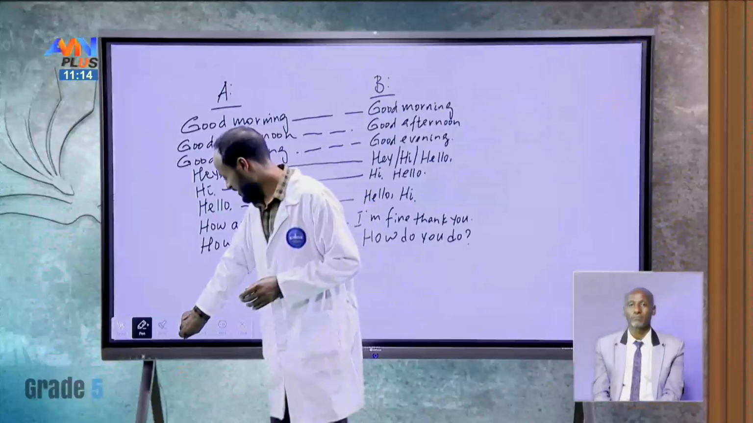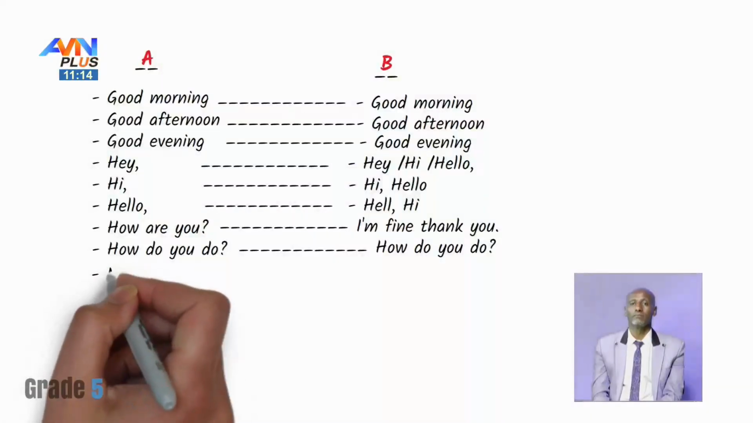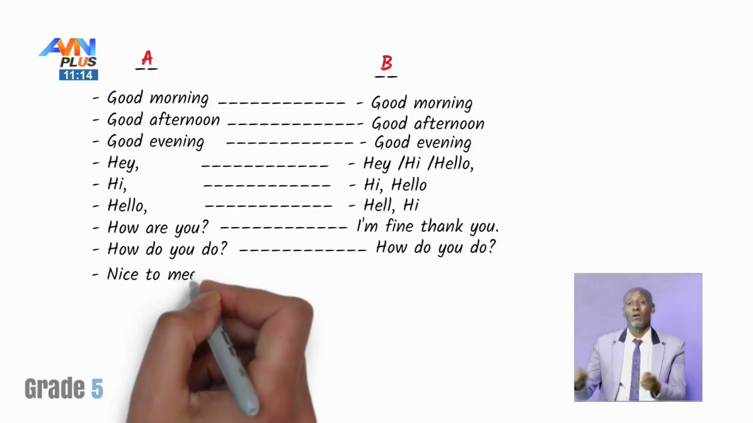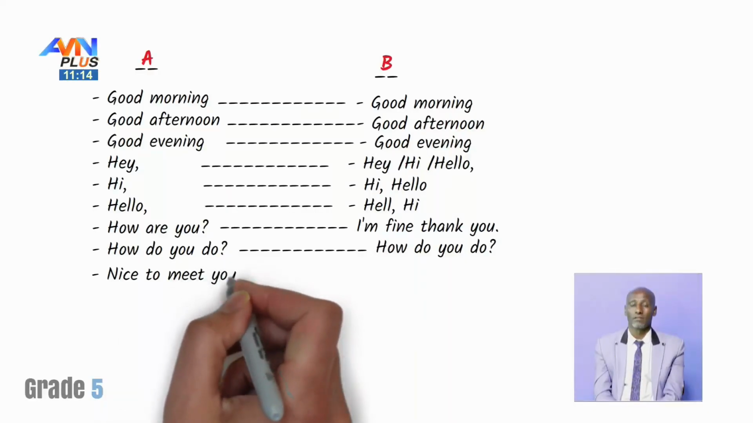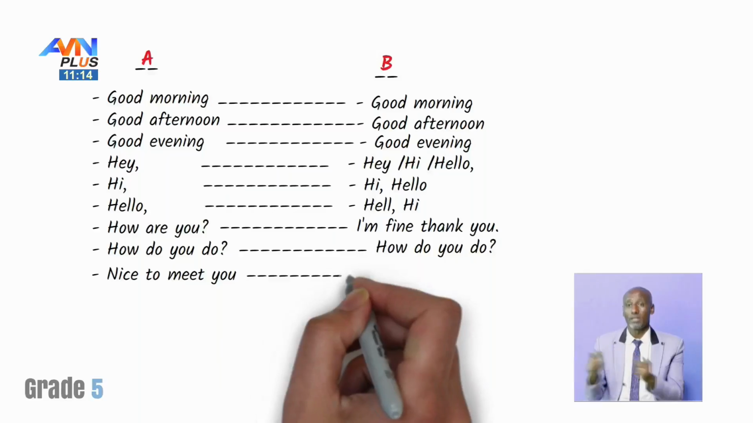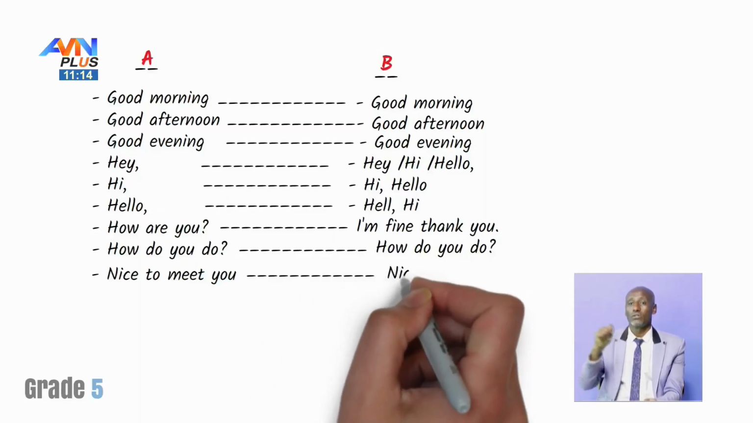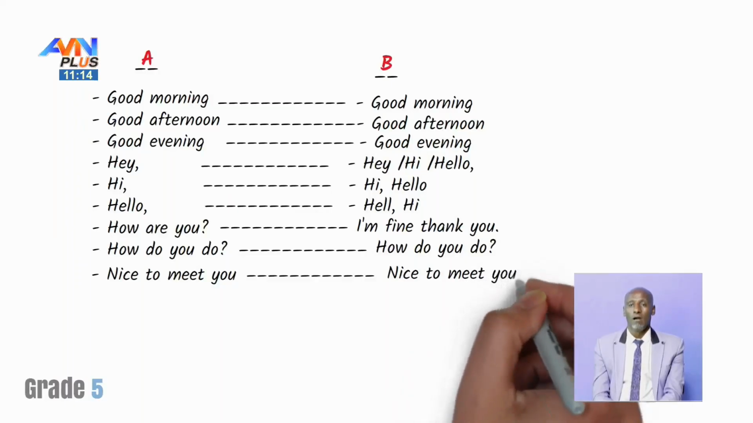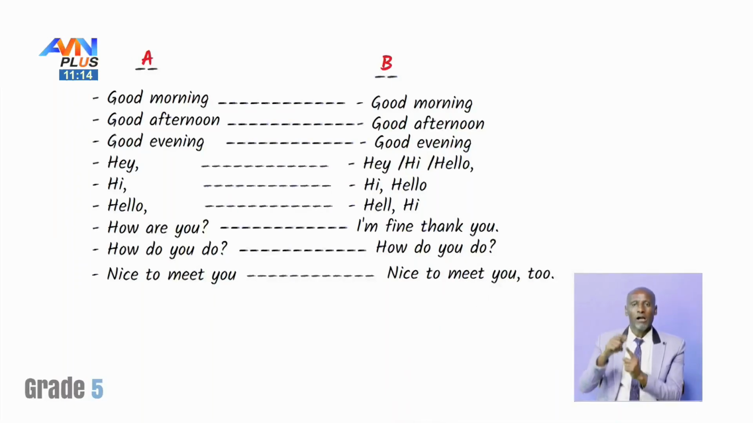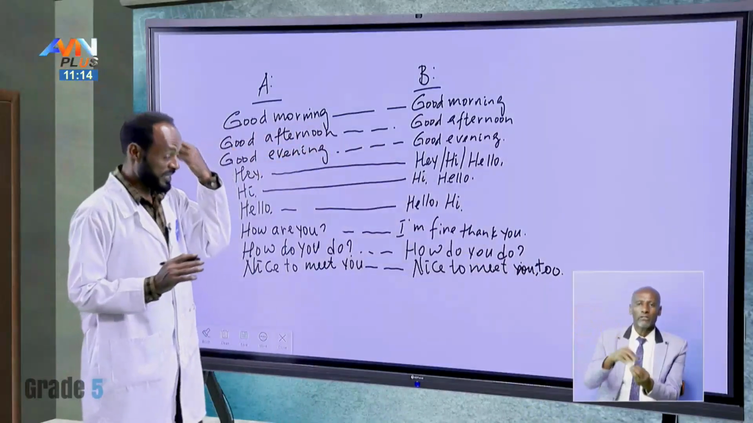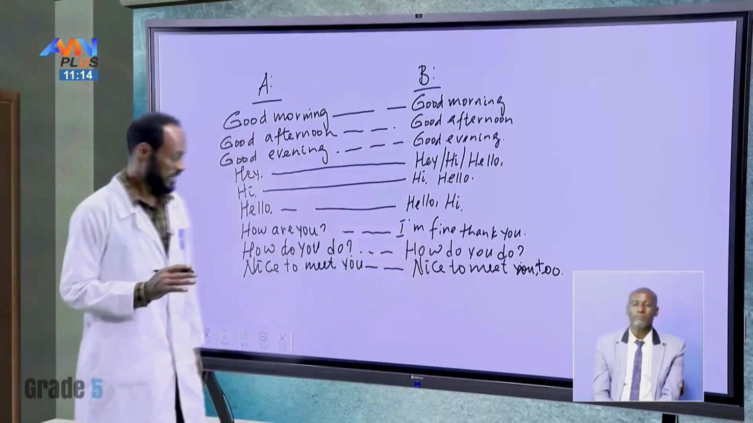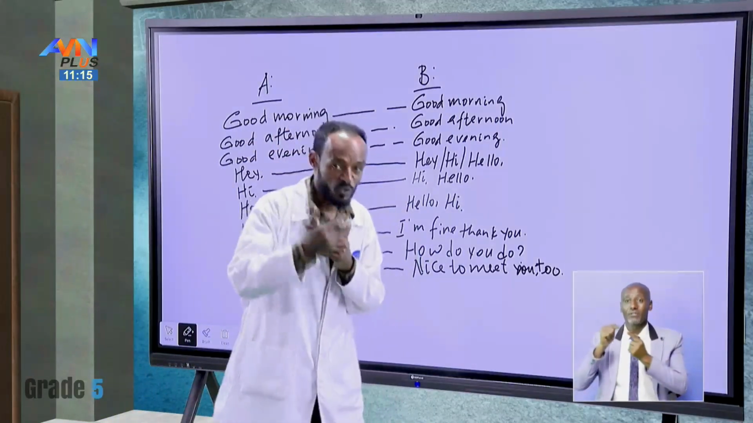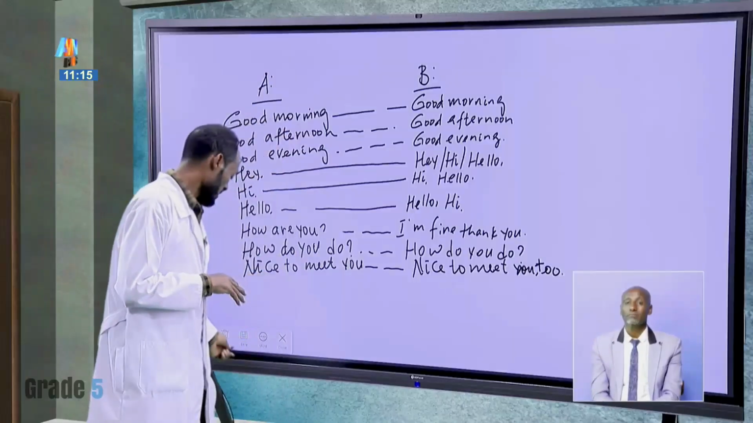Let's go to the next point here. What about if someone says, nice to meet you? You have to say what? Nice to meet you too. Don't forget, please. You have to add "too" here. Too means also, okay? Nice to meet you too. And nice to meet you means pleased to meet you, happy to meet you, okay?